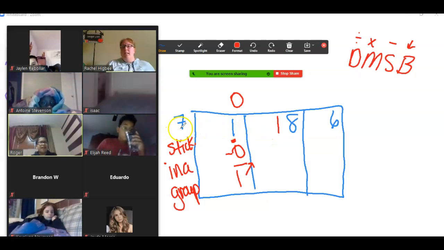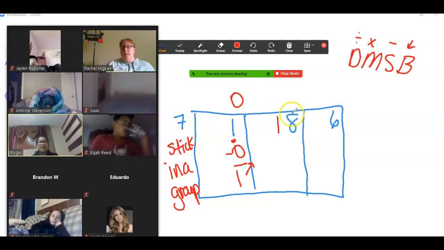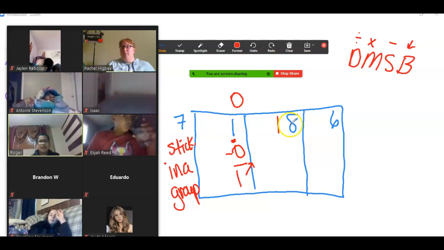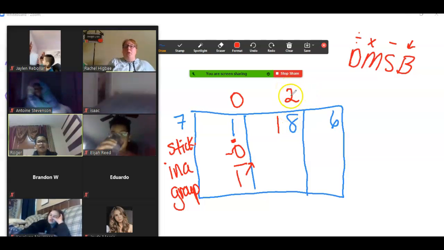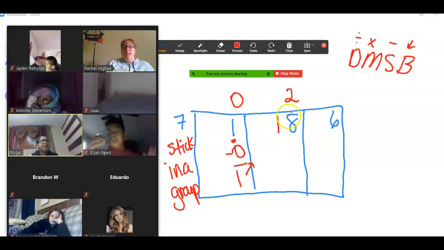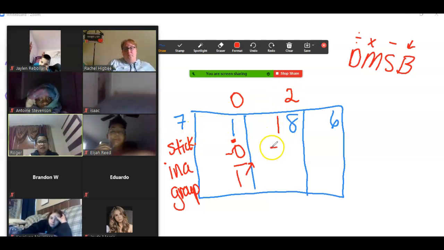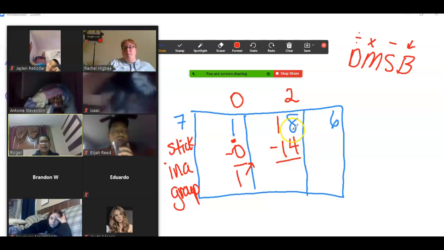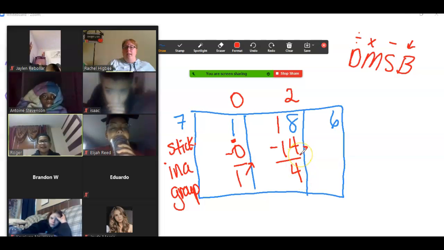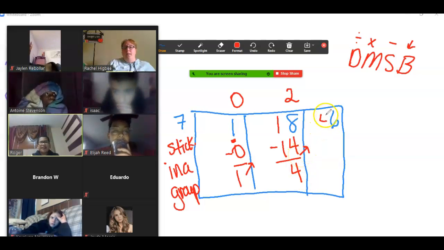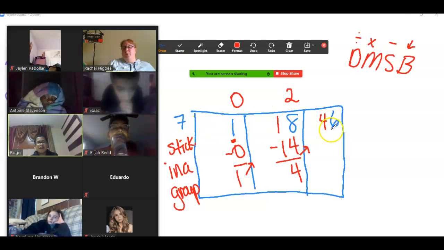How many groups of 7 can I get out of 18? 2. Yes, because 3 would be too much, right? So 2 times 7 is what? 14? Good job, Roger. Very good. I get 4. And then I carry it over here. And now I need to find out how many 7s go into 46.